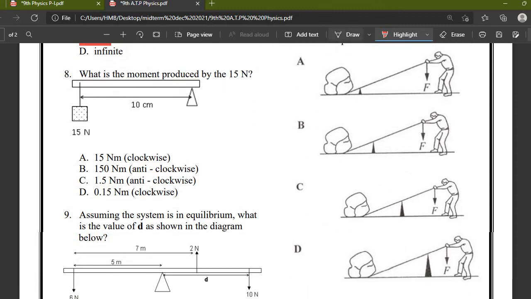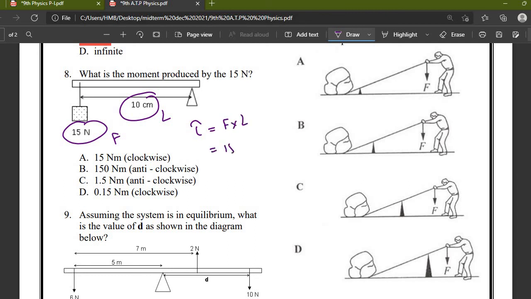What is the moment produced in this figure? As we can see, the force is 15 and the moment arm is 10. So torque will be equal to force into moment arm. 15 multiplied by 10 equals 150 Newton centimeter, and the direction will be in this way. So this is the anti-clockwise direction. So 150 Newton centimeter in anti-clockwise direction. Option B is the right answer.